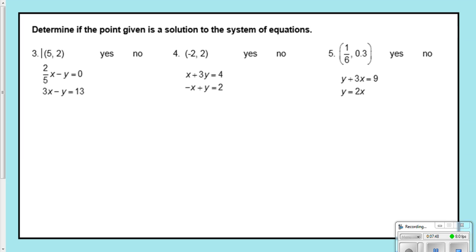So it says determine if the point given is a solution to the system of equations. So on number 3, they've given us (5, 2). If this is a solution, it's going to be able to be plugged in here and here, and this should work out. So let's plug it into the top one. 2/5 times 5 minus 2 should equal 0. Well, 2/5 of 5 is 2. 2 minus 2 is 0. 0 equals 0.